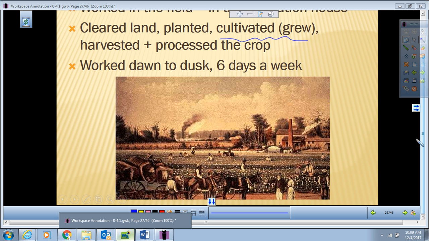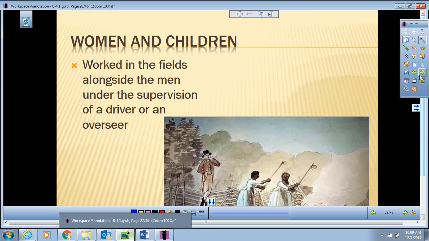Wild rice, but you got to take that cover off. So they would do it in a big mill, and the slaves would work that thing. It would grind it off. So they did everything. Worked dusk to dawn, six days per week.